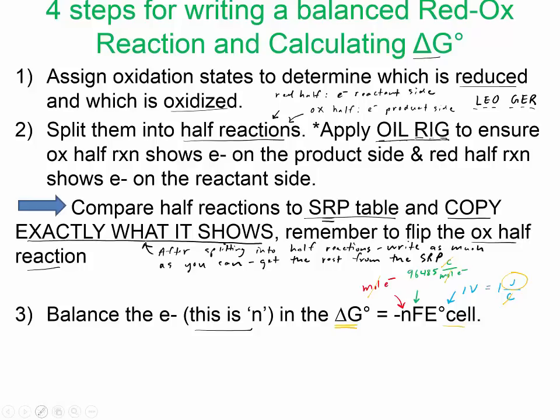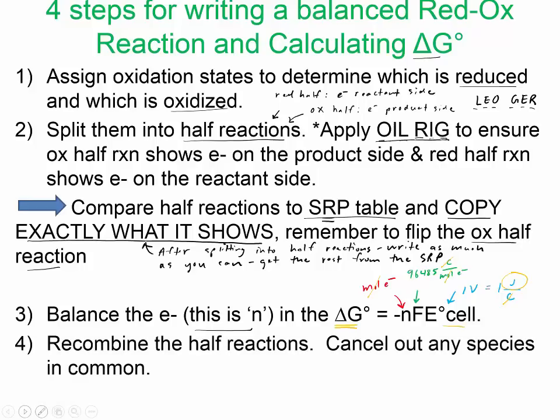Okay, so step 4 here is recombine the half reactions and then write everything as one reaction, and then cancel out any species that are in common. So basically, after step 3, we're pretty much done. But then in step 4, we just want to write out the whole reaction, and then you could write the line notation if you need to, and all those other things.